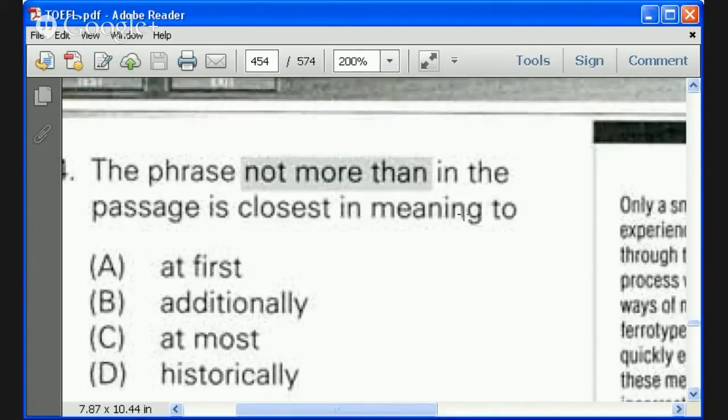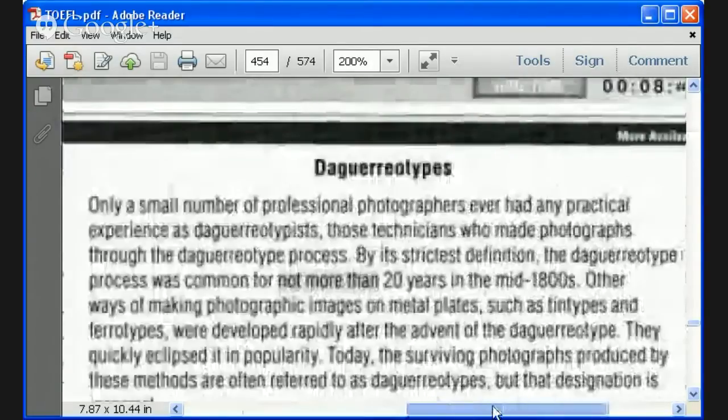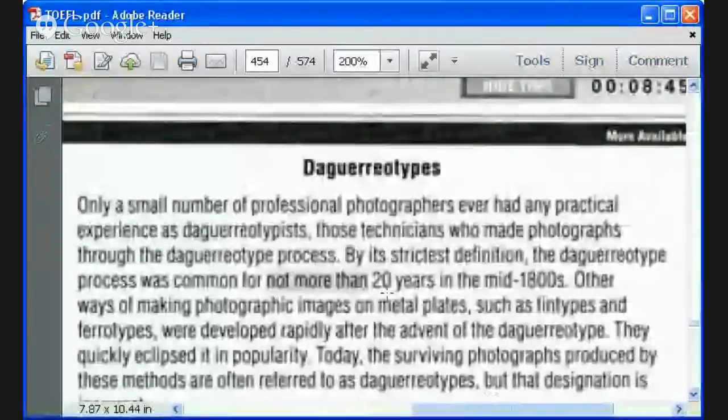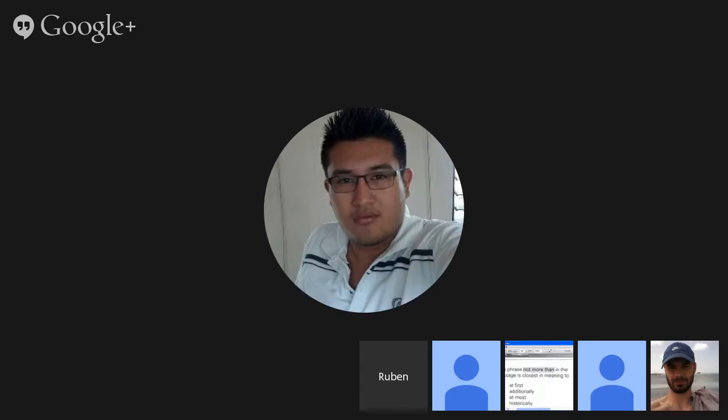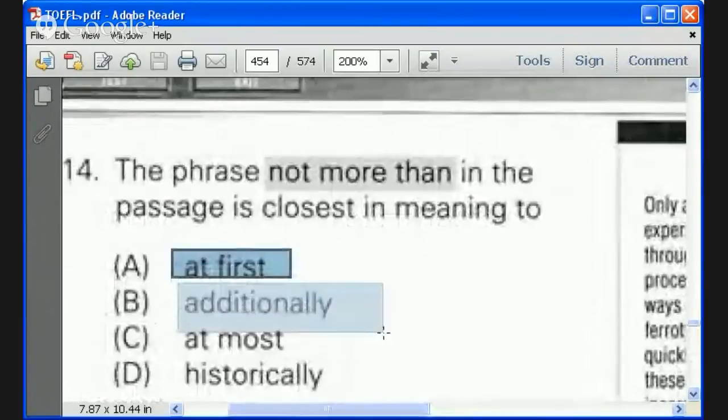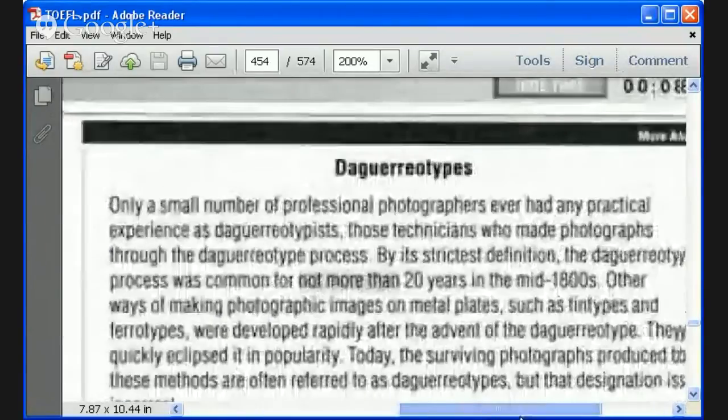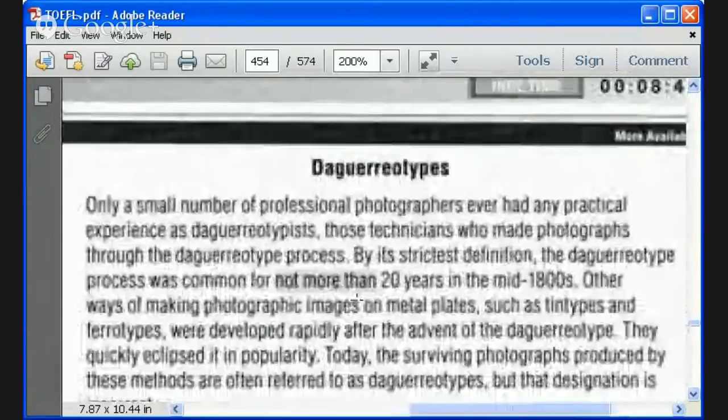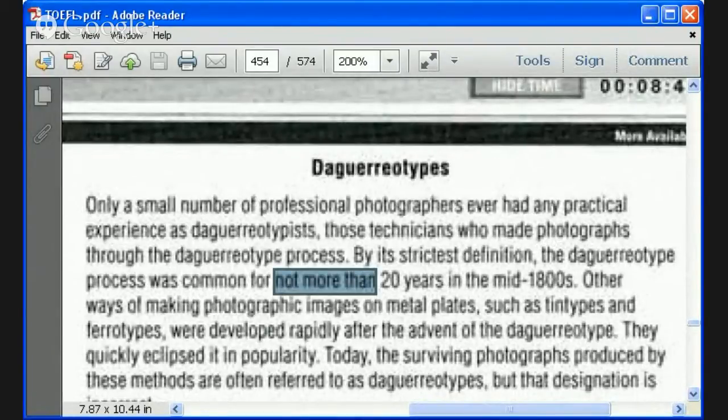All right, next question here. The phrase "not more than" in the passage is closest in meaning to... We're going to go right to the passage. That is our technique. We're going to look at the passage and see if we can substitute a word or phrase. I'm not really looking at the answers, but I would note that there are adverbs and there are also phrases. All right, I'm going to go right to the information. I'm going to see if I can substitute a different word or phrase here.